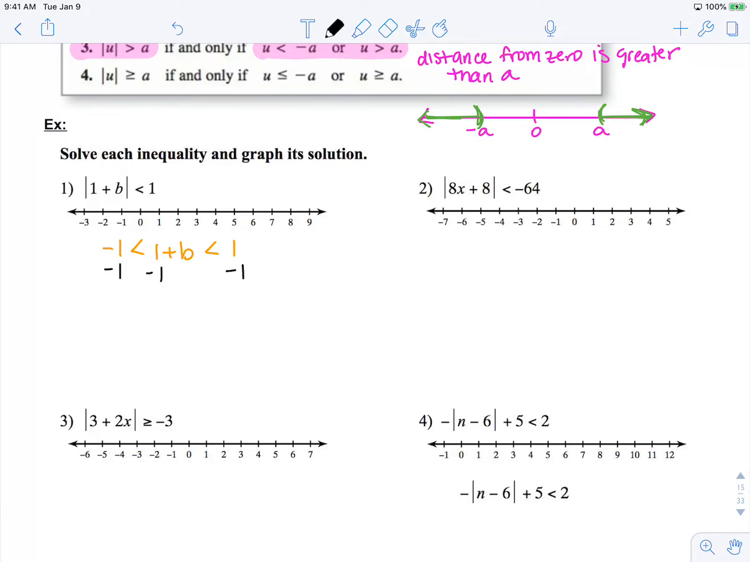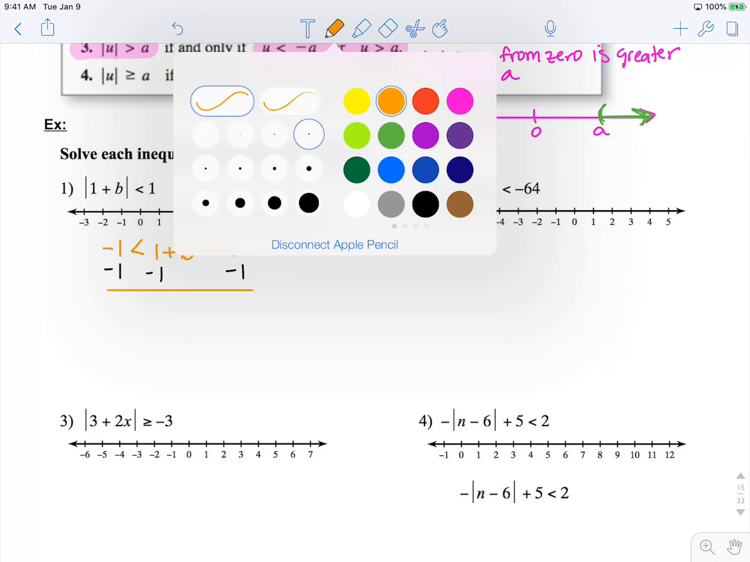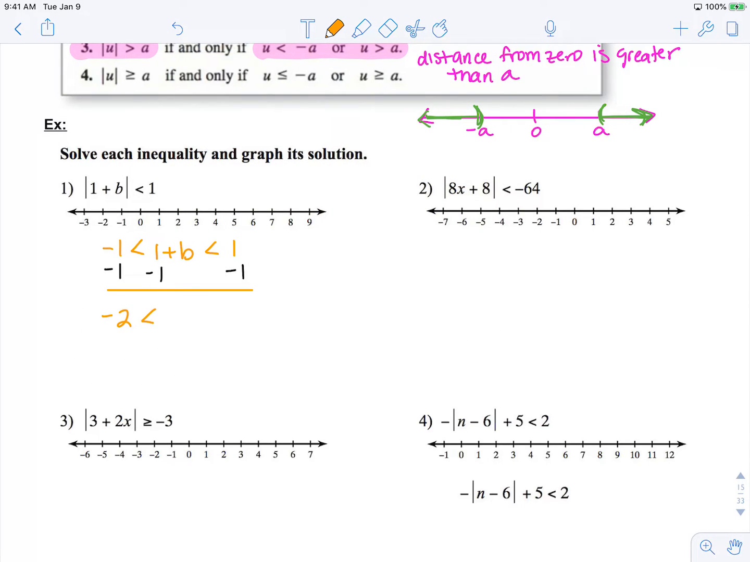We can solve this by subtracting 1 from all sides, and that leaves -2 is less than b is less than 0. So if I want to graph that on a number line, I would have a parenthesis on -2 and a parenthesis on 0 and shade everything in between. So that means if we pick any of those numbers in that interval, if we plug them in for b, it would be a true statement.